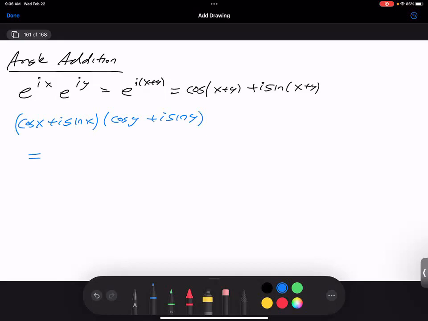Now, let's expand and let's put all the real stuff together and all the imaginary stuff together. So cosine x times cosine y, that's real. I sine x cosine y, that's imaginary, so I'm going to put that over here. Then the next term I'm going to get is cosine x times i sine y. That's also imaginary, so that's going to go here, cosine x sine y. And then the last one is i sine x times i sine y. What's i sine x times i sine y?